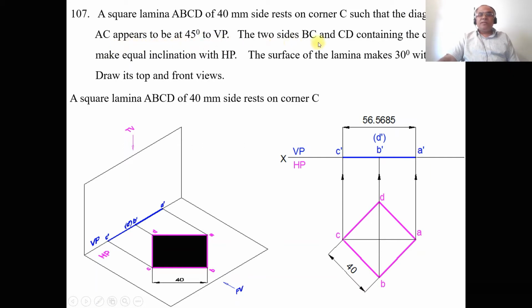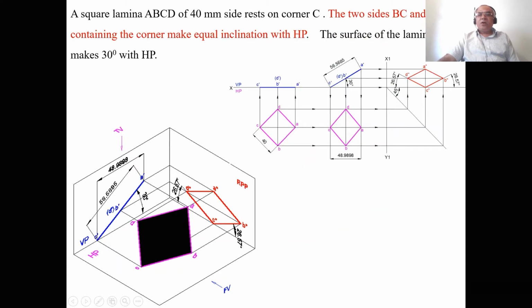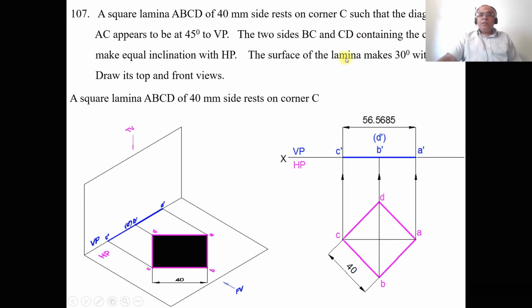The two sides BC and CD containing the corner C make equal inclination with HP. The surface of the lamina makes 30 degrees with HP. Draw its top and front views. A square lamina ABCD of side 40 mm rests on corner C.